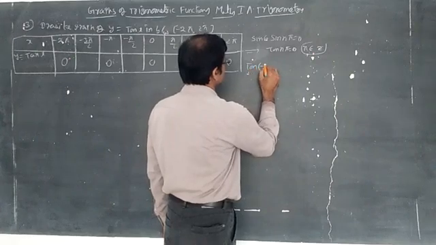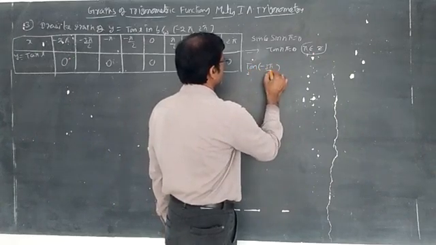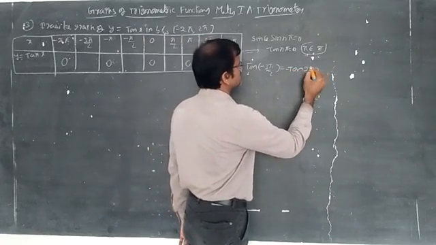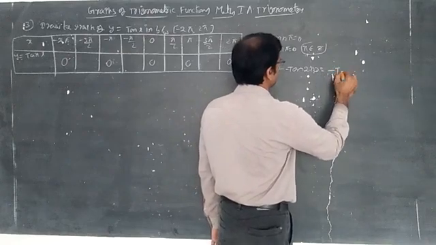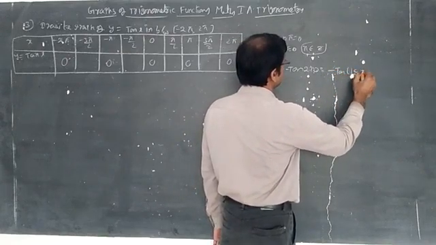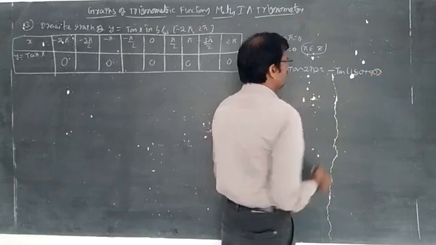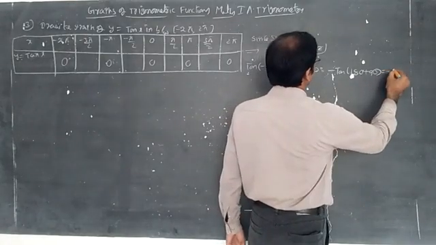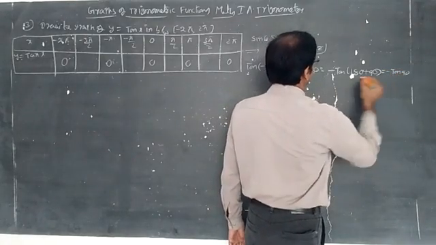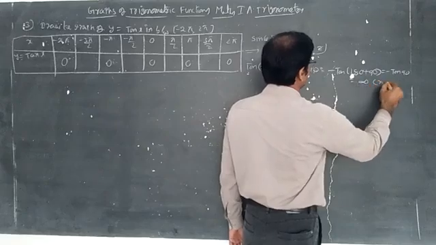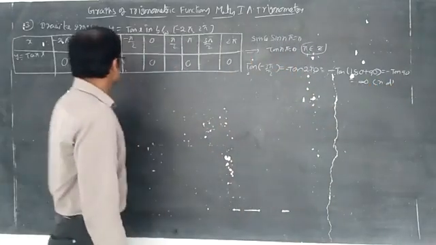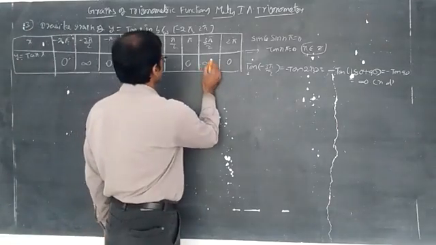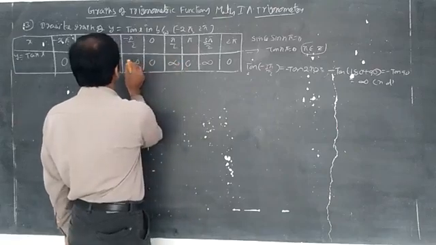Tan of minus theta is minus tan theta. Tan of minus 3 pi by 2 means minus tan 270 degrees. So minus tan of 180 plus 90 degrees. Tan of 180 plus theta becomes tan theta only. So it is minus tan 90. Tan 90 value is infinity, not defined. Here this is infinity, of course. This is all infinity. Tan 90 is infinity, tan of minus 90 also.